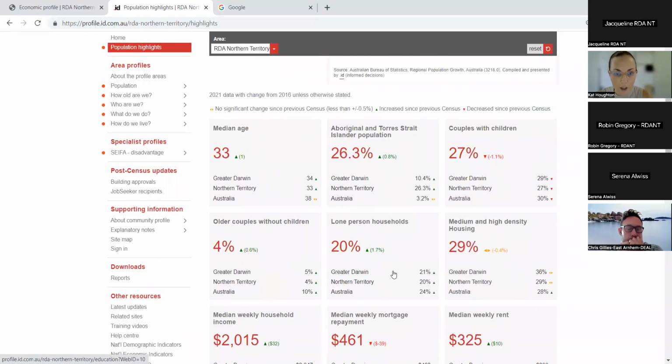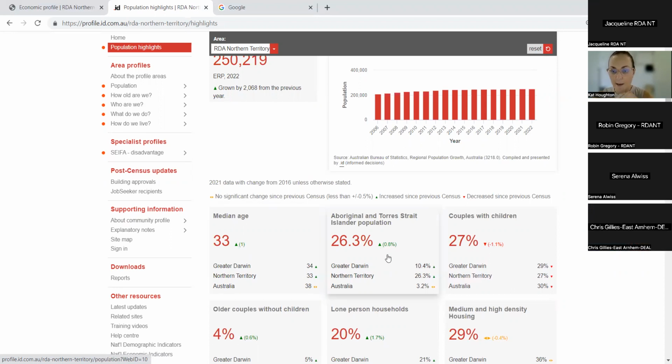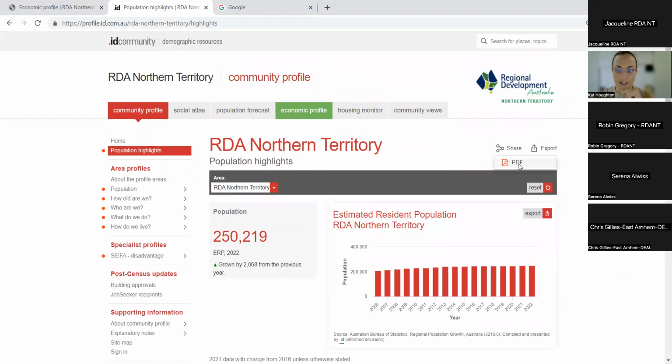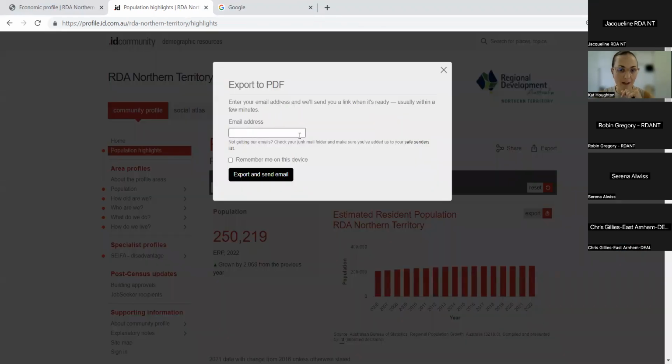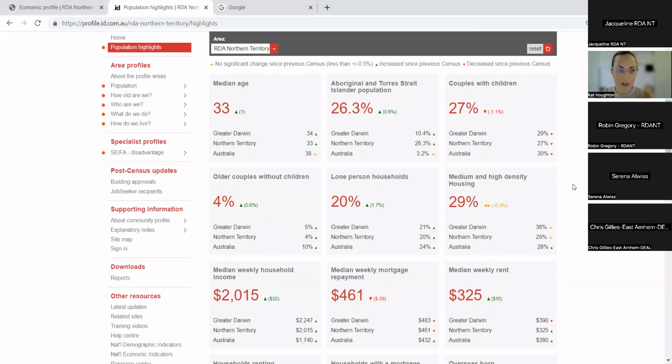When you look at these tiles, you can see that beside the 33 there's an arrow and it says 1. That's because it has increased by 1 year between census periods. The median age has gone from 32 to 33 from 2016 to 2021. We've also had an increase in the Aboriginal and Torres Strait Islander population. You can export all of this data into a PDF. Fill out your email address, and you'll get a PDF of all of the tiles on this page, which I think is really handy.